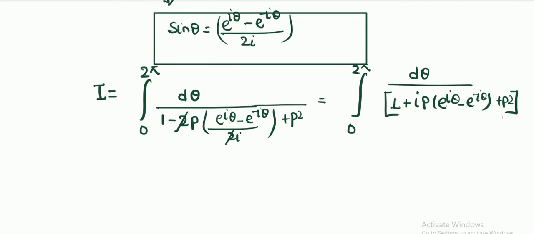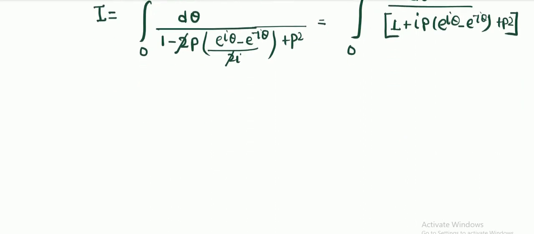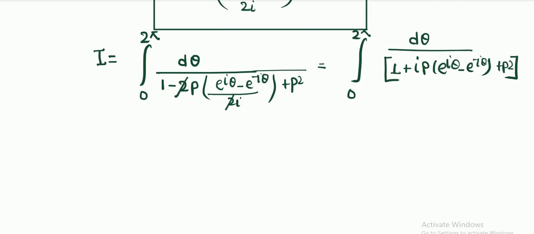Now moving forward, to solve this expression you will have to assume z equals e to the power i theta. It is a complex number whose magnitude is unity, and I have expressed this in polar form, e to the power i theta.